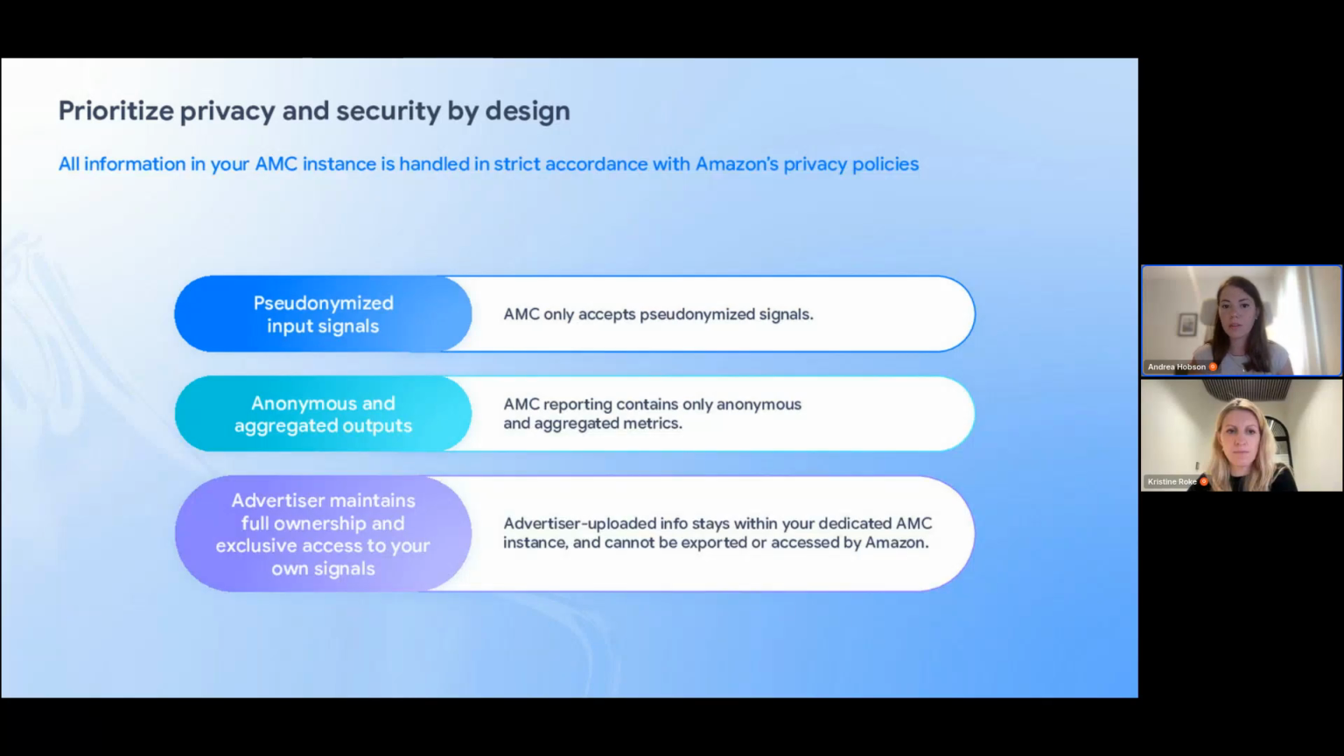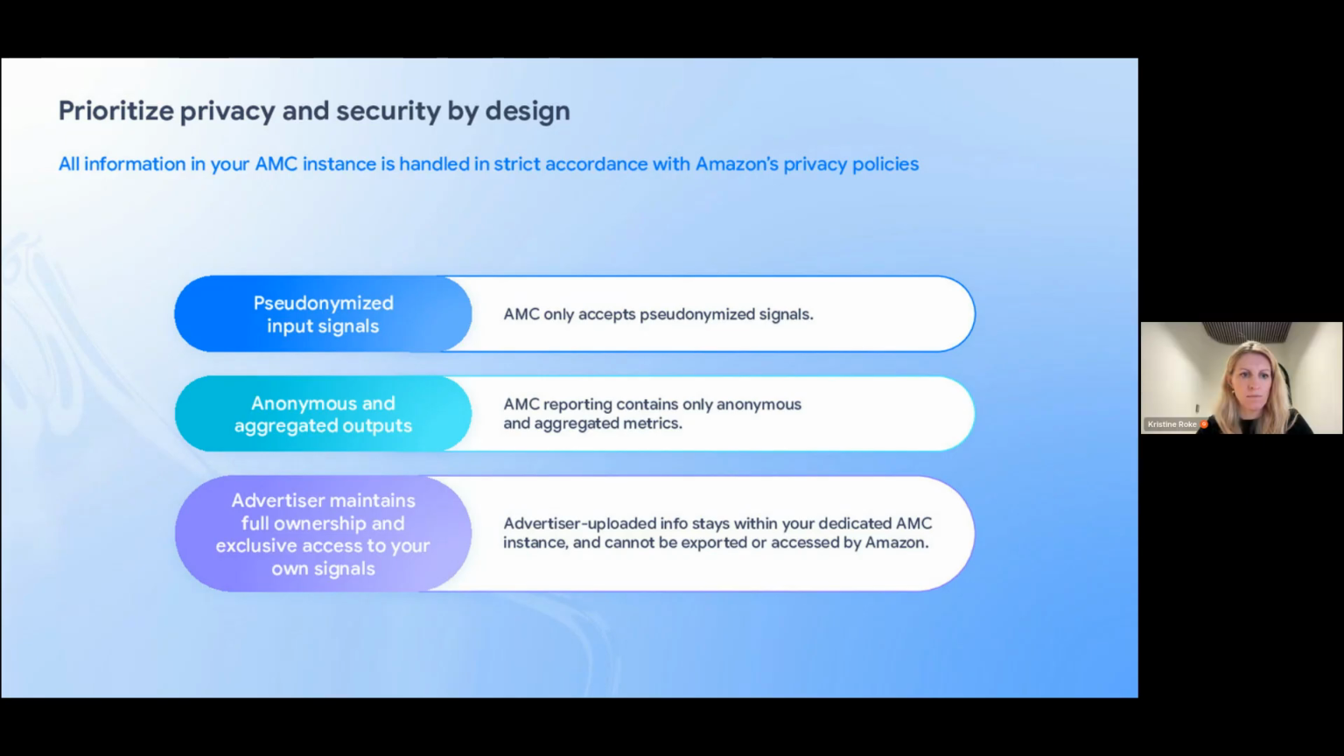AMC only accepts pseudonymized signals as an input, whether they come from Amazon Ads or your own systems. This pseudonymization ensures that individual entities are never exposed during analysis, and this allows you to work with rich event-level data safely and responsibly. All AMC outputs are also anonymous and aggregated, so reports contain no personally identifiable information, and metrics are presented in a way that preserves that.